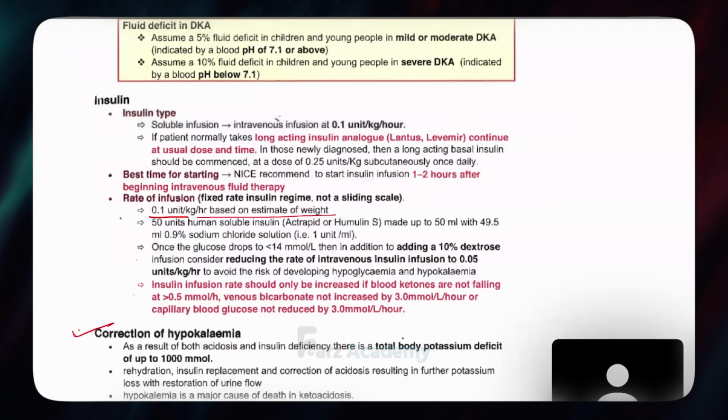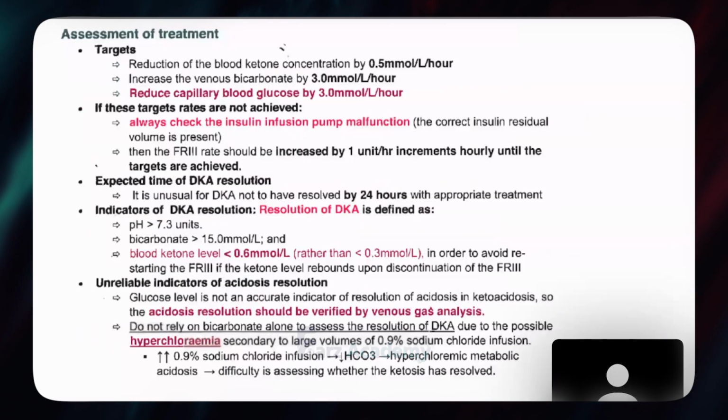Correction of hypokalemia also needs to be given. You need to check the potassium before starting the insulin. If the patient already has hypokalemia, then you need to replace the potassium first and then give the insulin.